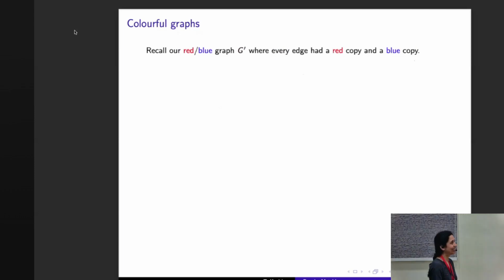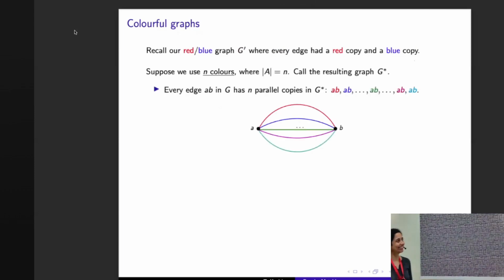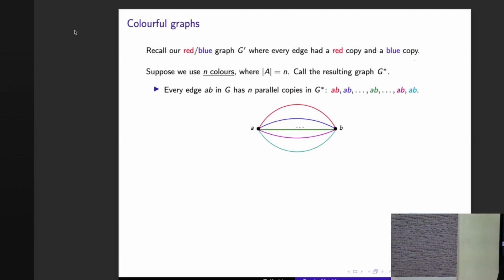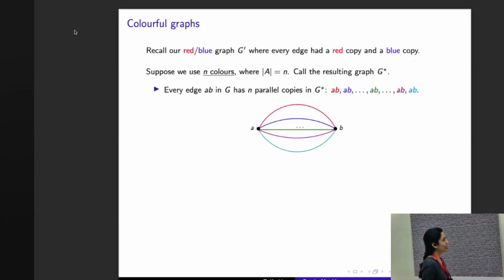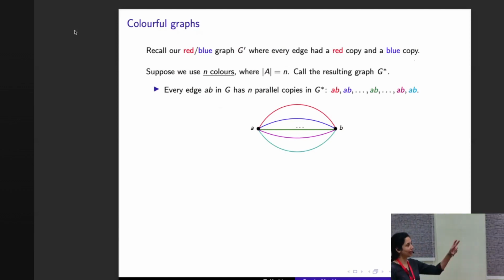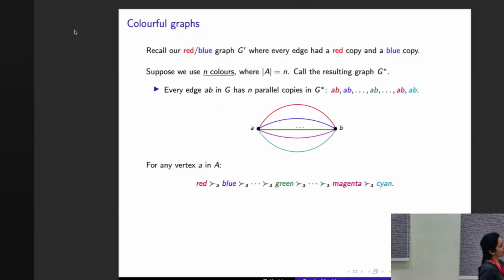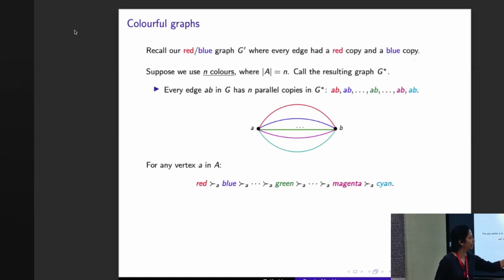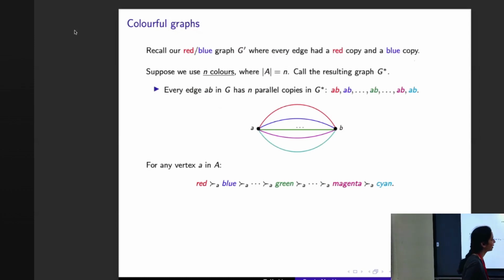Wonderful. Suppose we use n colors, where n is the number of agents, the size of the set A. Why just restrict ourselves to only two colors? Let's have n colors: red, blue, green, purple, cyan. I used whatever I could. And for every agent we'll say, as we said before, red is better than blue, blue is better than green, green is better than magenta, magenta is better than cyan, and so on and so forth.